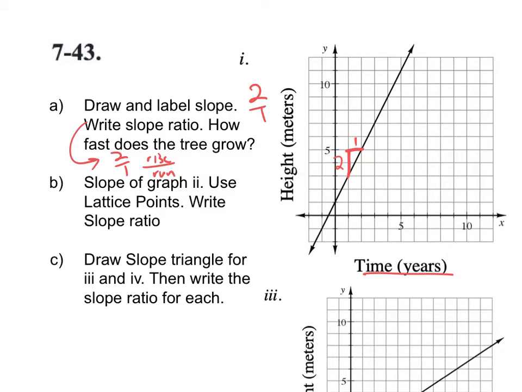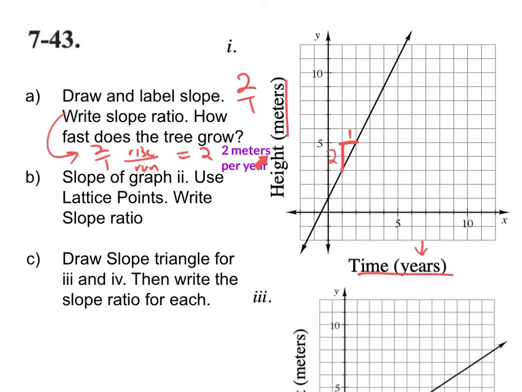So what am I going up on the y-axis versus what am I moving to the right? How fast does the tree grow? Well, 2 over 1, we can simplify that to be 2. So that means it's growing 2 meters per year, because it's growing up 2 meters for every 1 year that it moves over. There's that 2 over 1 again.